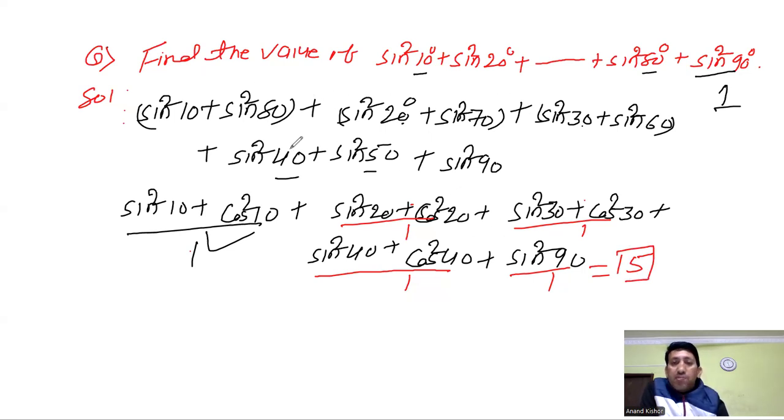So this is the basic method, and after practicing we do it directly: 10 plus 80, 90. So this and this, 20 plus 70, 90. Also 30 plus 60, 90. Also 40 plus 50, 90. Also one, this already stands for sin square 90. So 1, 1, 1, 1 plus 1, 2, 3, 4, 5. So our answer is 5. This is a very moderate problem.